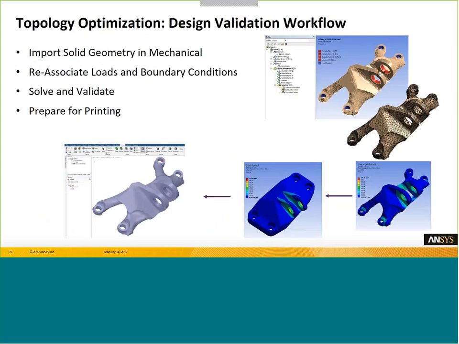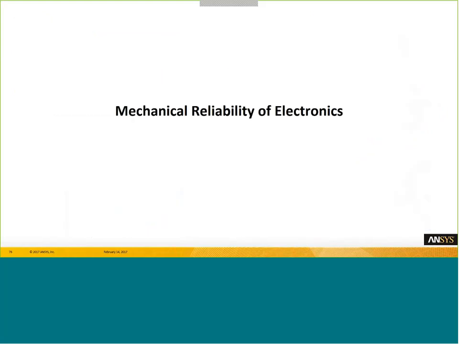The design validation workflow is actually absolutely critical. You want to make sure that the optimized topology you're creating is valid and is accurately representing what you want to achieve. So if you want it to maintain a load in three directions, you want to be able to validate that happens with this optimized topology. So this process allows you to check that happens, and then you can prepare that for printing afterwards, sending it to a 3D printer for manufacture.